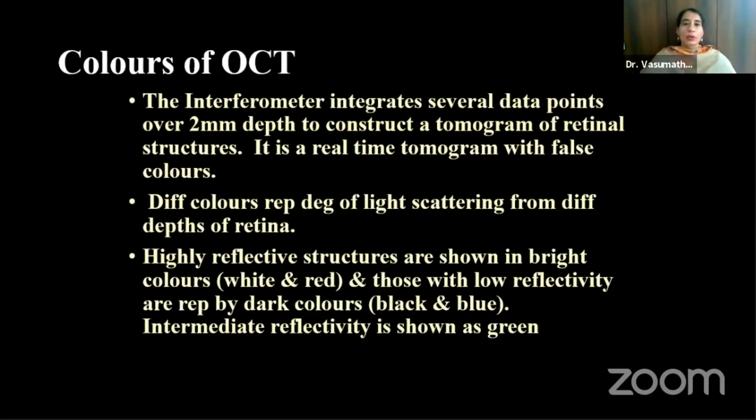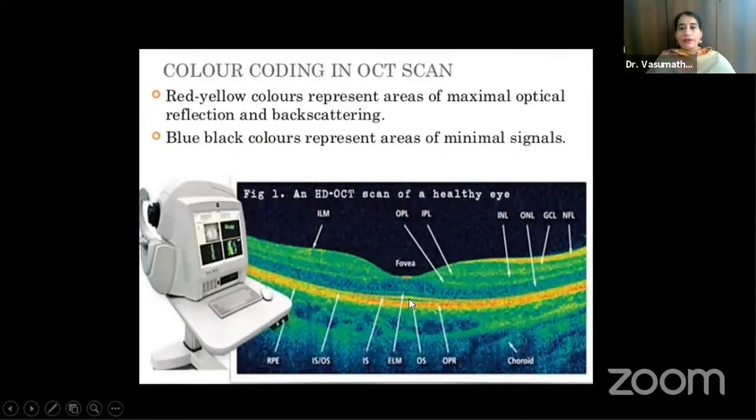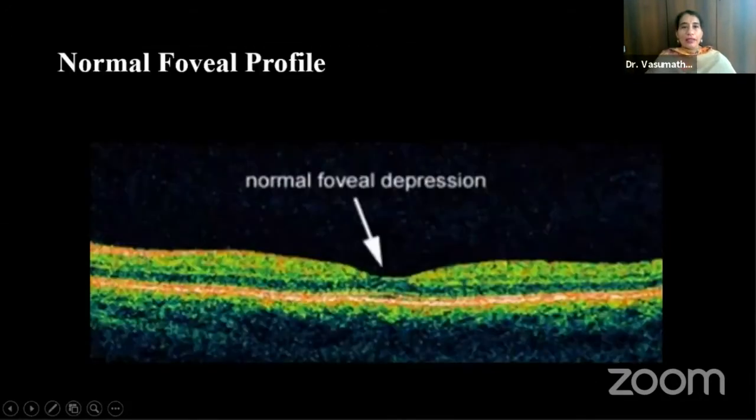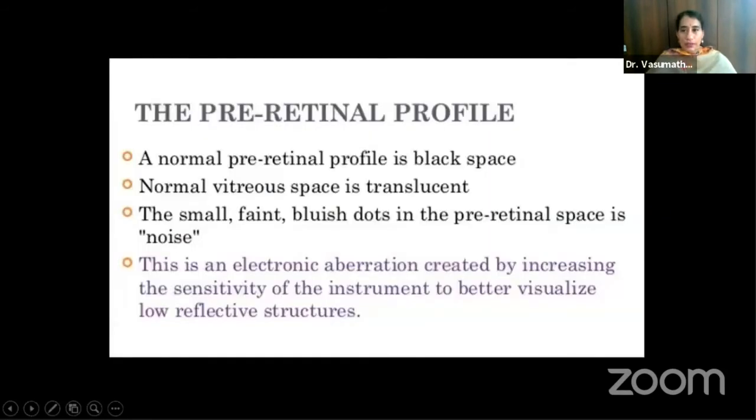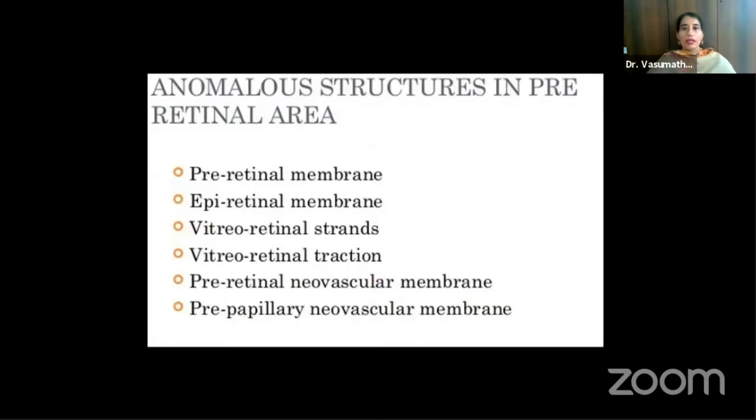This is almost similar to a corneal topography, as you can see. These are high reflective, and this is low reflective, and the green is middle reflective. In a normal foveal profile, we are expected to see a good foveal depression. And this is the preretinal area, this is the epiretinal area, the intraretinal and the subretinal areas. The preretinal profile also is important in diabetic macular edema. We should look for tiny dots which can signify vitreous hemorrhage, or an epiretinal membrane, or a preretinal membrane, or a vitreomacular traction. All these things we should look out for in the preretinal area.